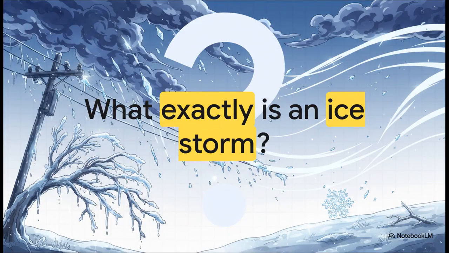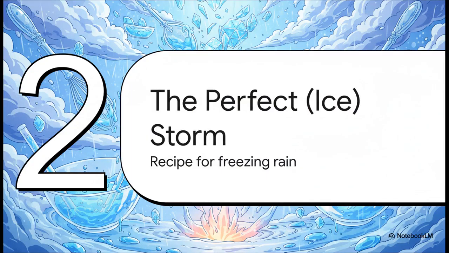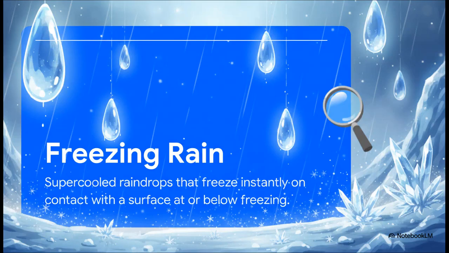So to really get a handle on the damage, we first have to understand the cause. What in the world has to happen for a storm like this to even form? Because I'll tell you, it's a whole lot more than just a cold, rainy day. It truly is a perfect, or maybe an imperfect storm. It needs this very specific, very precise atmospheric recipe to create the one ingredient that makes it all happen. And this, right here, is the absolute key to the whole thing.